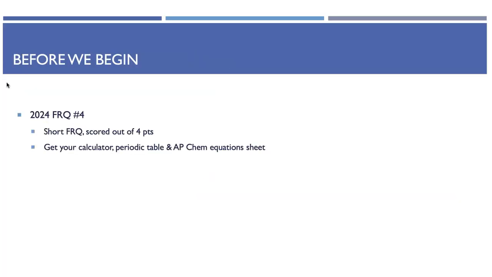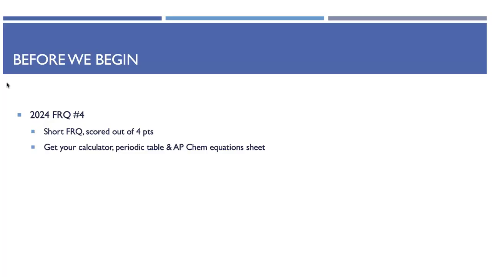In terms of this webcast, we are working through 2024 free response question number 4. And this is one of the 4 short free response questions in any AP Chemistry exam. That means it's scored out of 4 points. And these short free response questions typically have 3 or 4 parts to them. It can vary a little bit.